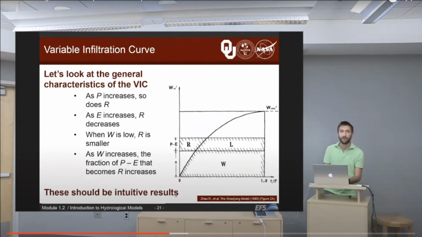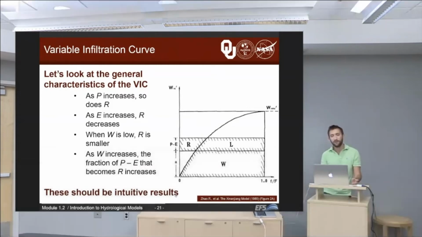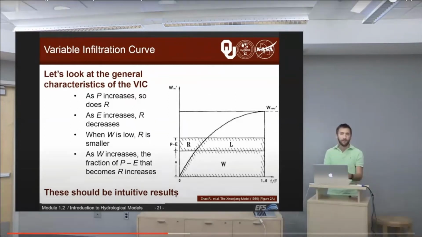The drier the soil is, the more runoff you have. Those are all general things that we kind of know intuitively that we can also get from looking at this graph or even from assigning numbers to the variables. But in general, just keep in mind the more precipitation you have, the more runoff you have.